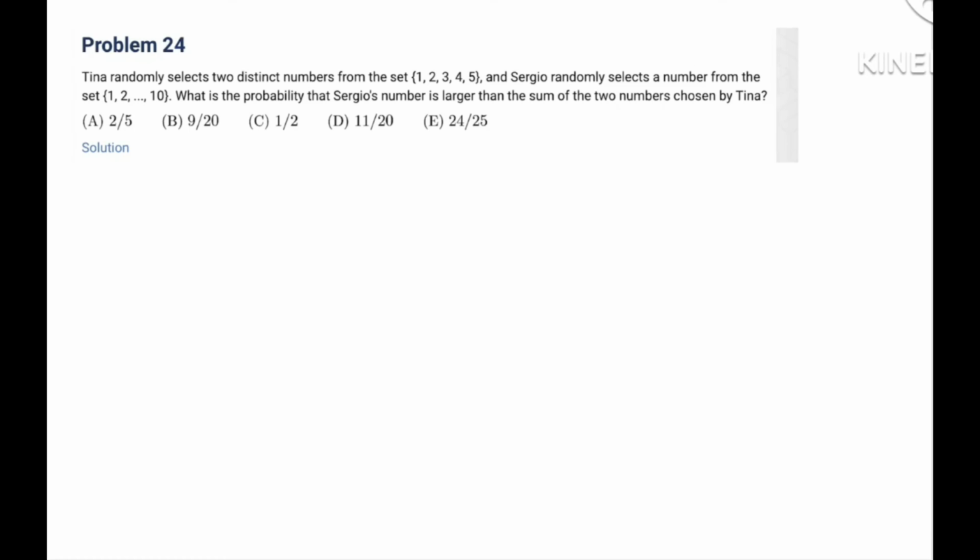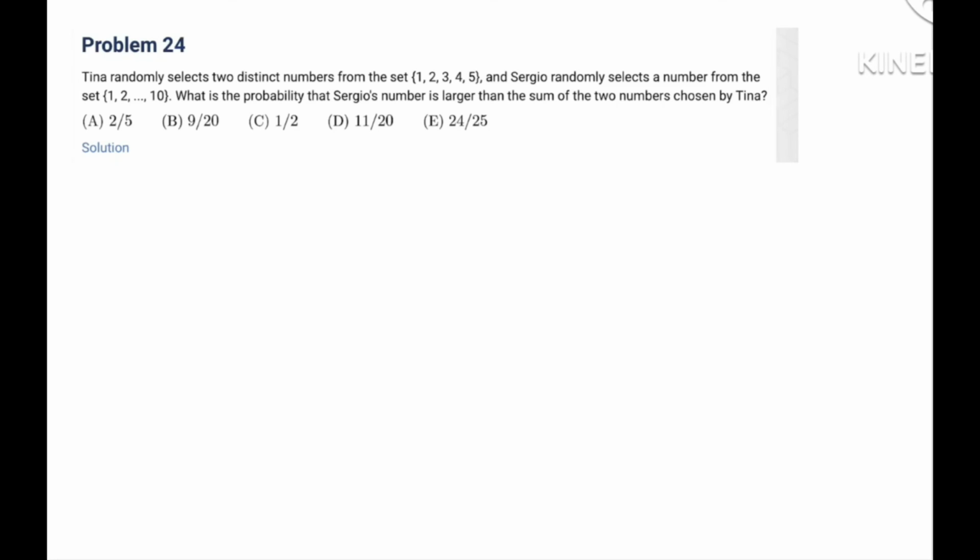5, and Sergio randomly selects a number from the set 1 to 10. What's the probability that Sergio's number is larger than the sum of the 2 numbers chosen by Tina? Okay, so Tina would select 2 numbers from 1, 2, 3, 4, 5, and Sergio would select a number from 1, 2, 3, 4, all the way to 10.